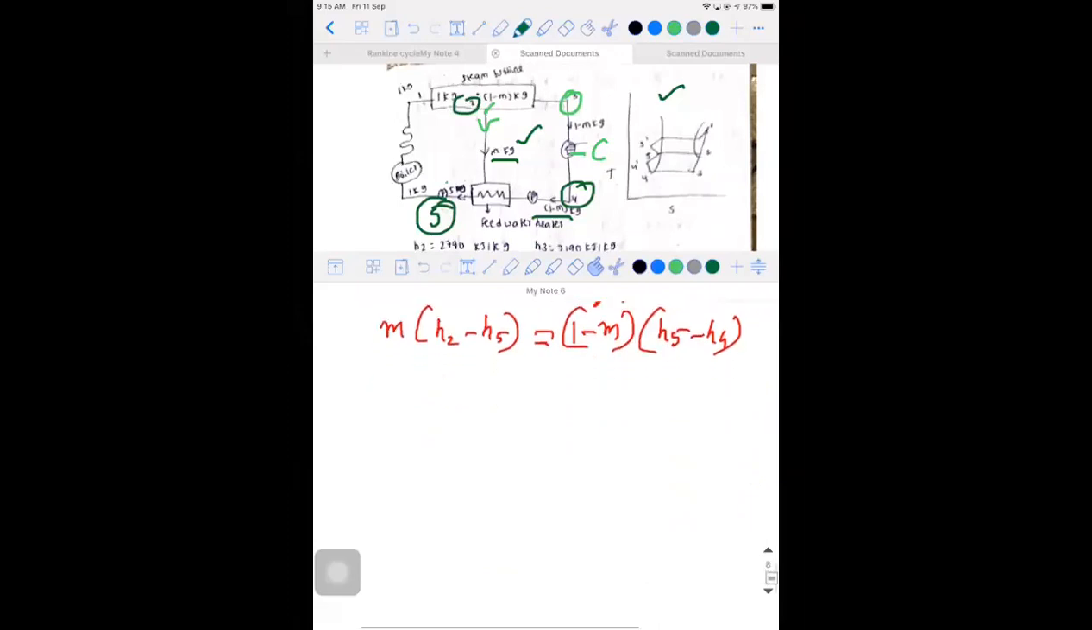Now, m into h2. What is the h2 value? h2 is 2790. Keep this one. Okay, I'll write it as this. State 2 is in the superheated steam. h5 is in the liquid state, that's why it is hf5.